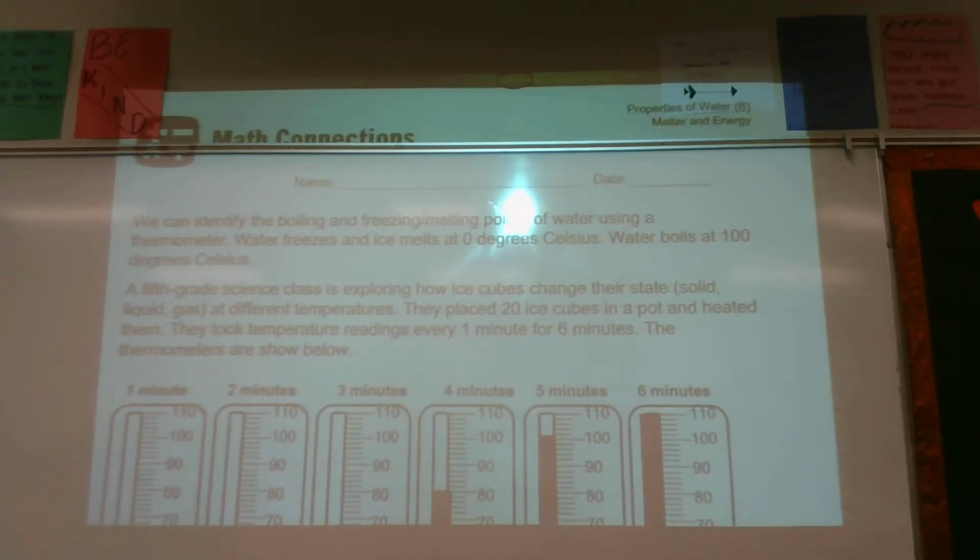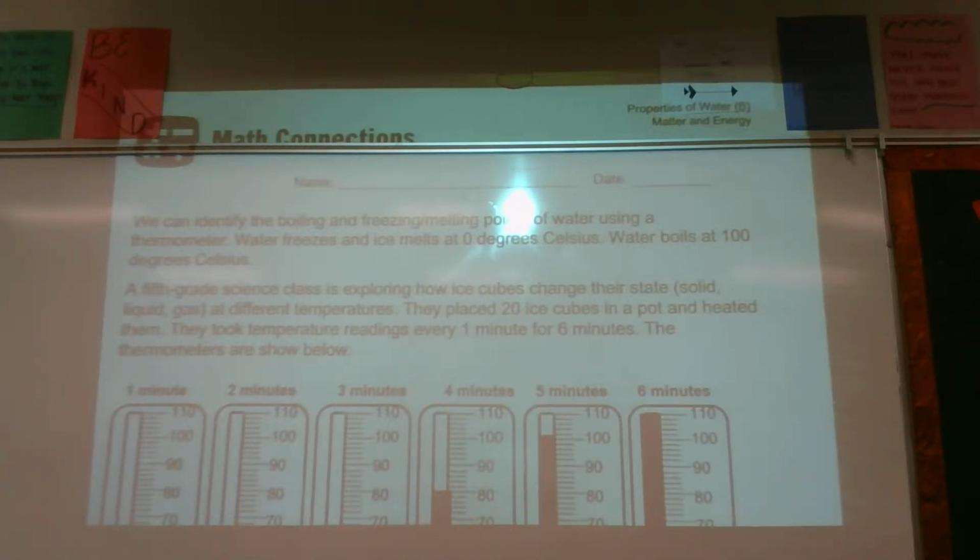So we start off with some instructions. We can identify the boiling, freezing, and melting points of water using a thermometer. Water freezes and ice melts at 0 degrees Celsius. For those of you that read that, it answered one of your questions at the bottom or on the back. Water boils at 100 degrees Celsius.